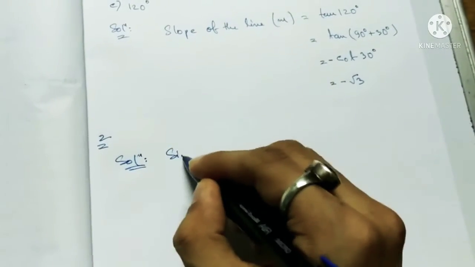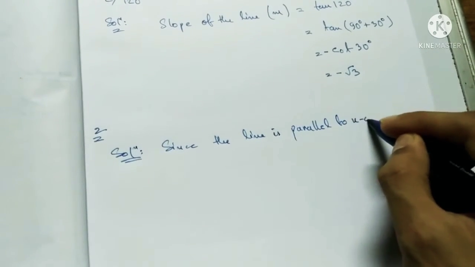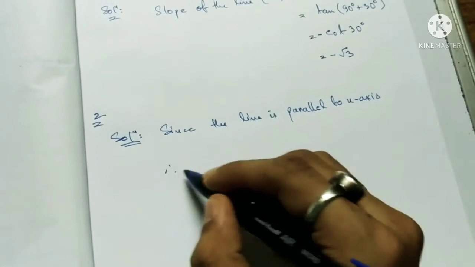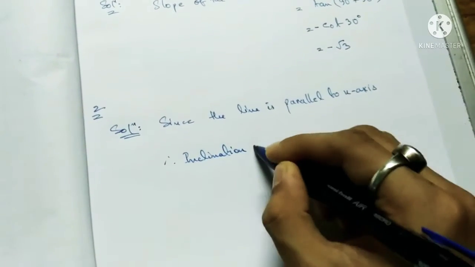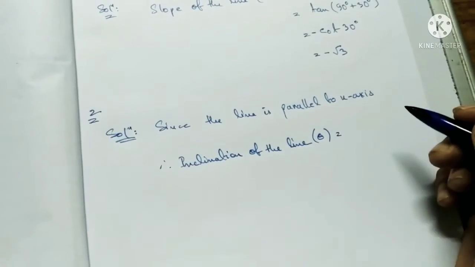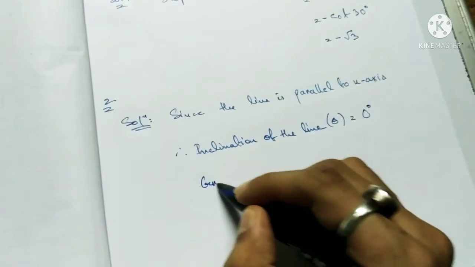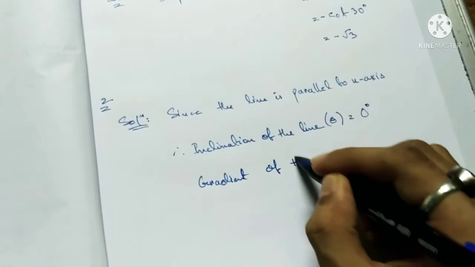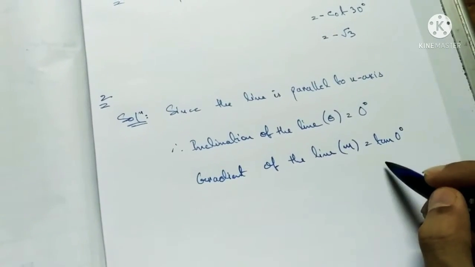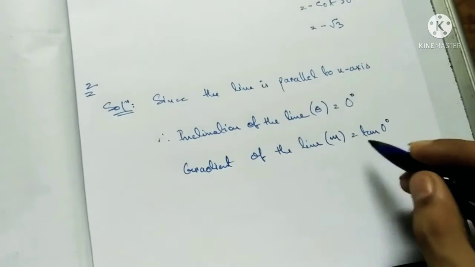Solution. Since the line is parallel to x-axis, therefore the inclination of the line, theta, is equal to, this will be what? Parallel to x-axis, this will be 0 degree. And the gradient of the line, m, is equal to tan 0 degree. Tan 0 degree is 0.